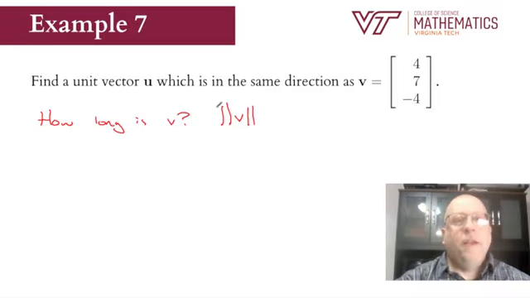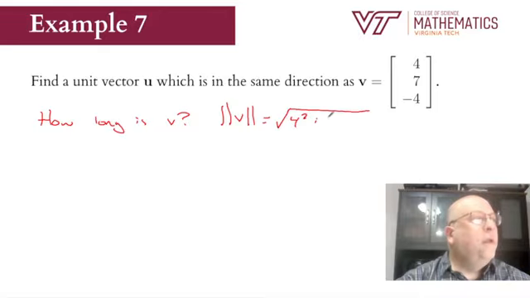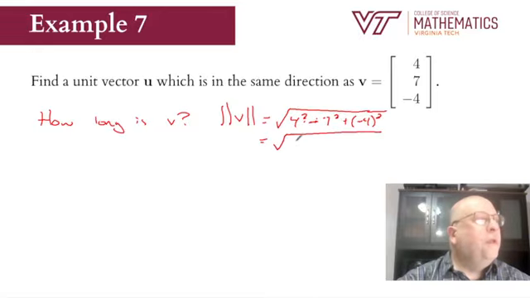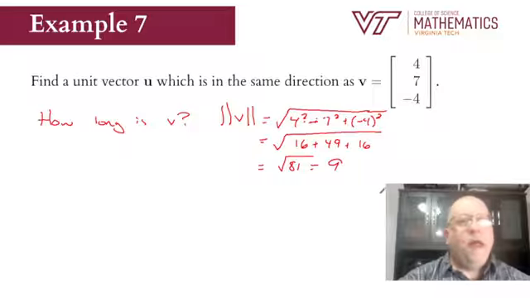That's the magnitude of V. And that magnitude is the square root of 4 squared plus 7 squared plus negative 4 squared. That's the square root of 16 plus 49 plus 16. That's the square root of 81, which is 9.